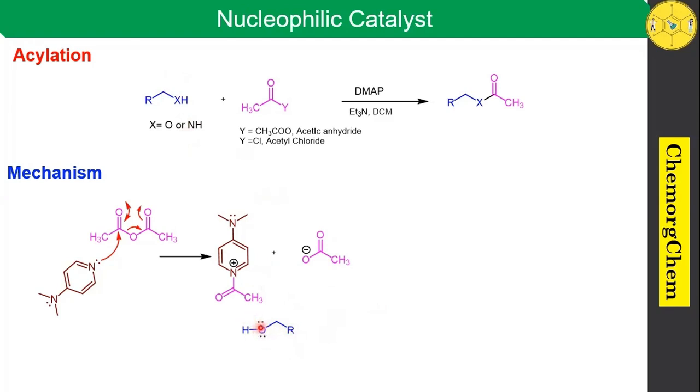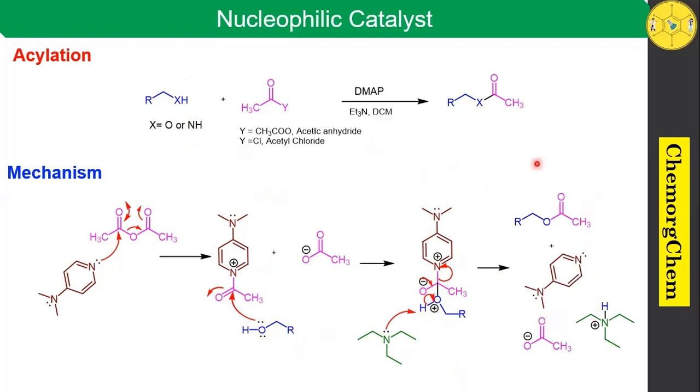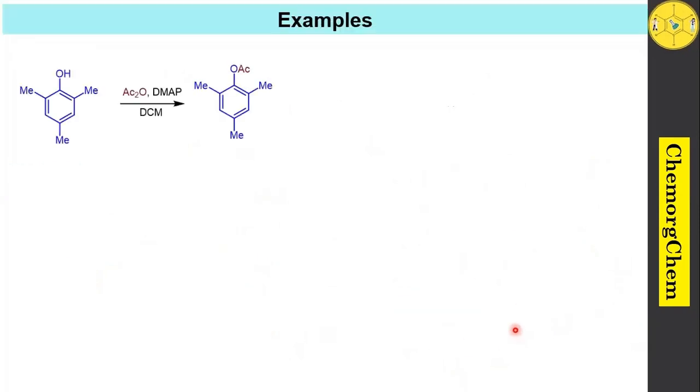Now you see this alcohol's lone pair of electrons readily attacks this carbonyl carbon, which leads to the corresponding tetrahedral intermediate. Now you see triethylamine readily abstracts this hydrogen, followed by this negative charge moving towards here, then followed by the kick out of DMAP, which readily produces the corresponding acylated product along with DMAP as well as these byproducts. So let's see some examples for the acylation reaction.